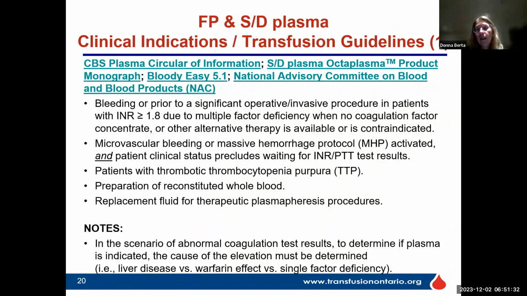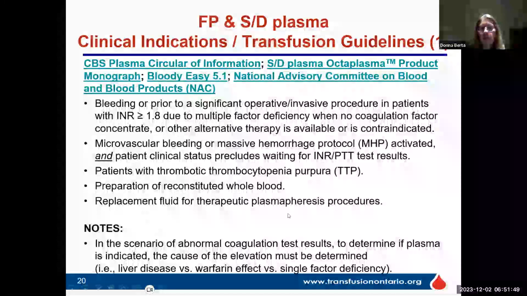Plasma transfusions are indicated if there's major or massive bleeding, a massive hemorrhage protocol has been activated, and the patient is very unstable and you can't wait for INR or PTT results. And there are some other very specific indications for plasma as well.